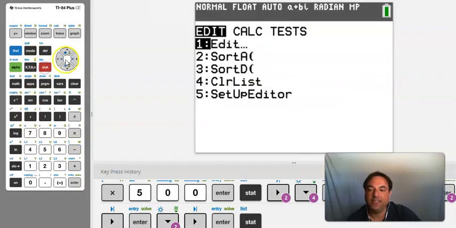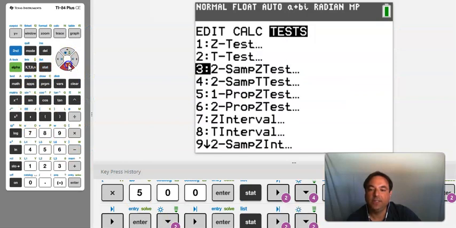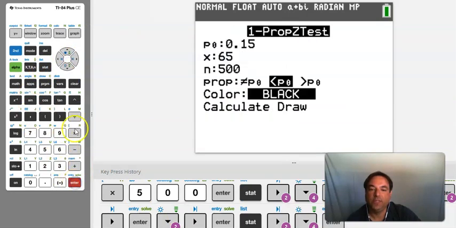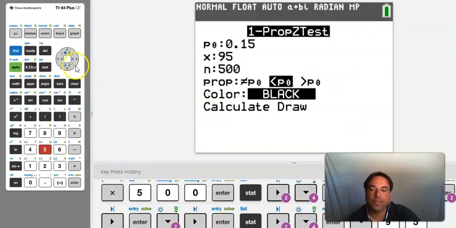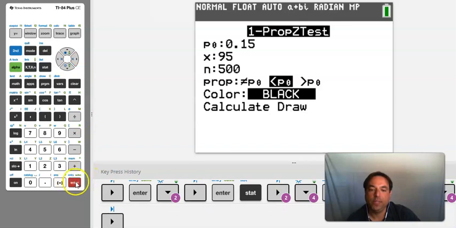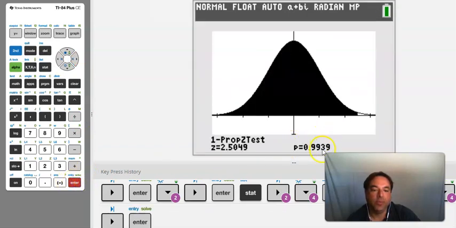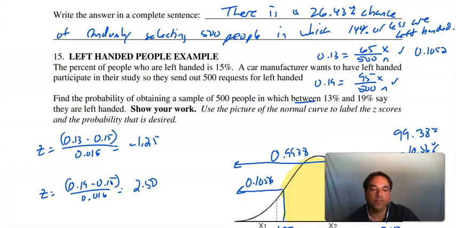Then we'll do the other one less than, 95 out of 500. So that's stat over to tests, number 5. P is 0.15. X would be 95, again from the fraction 95 out of 500. Choose less than, go to calculator draw, and the P is 0.9939.